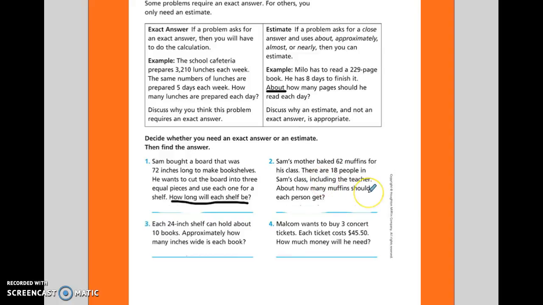All right, let's try this one over here. Sam's mother baked 62 muffins for his class. There are 18 people in Sam's class, including the teacher. About how many muffins should each person get? So I want you to go ahead and pause the video and tell me if you think it's an exact answer or an estimated answer. All right, if you said estimated answer, great work. The key words here are about how many. Again, if we see that, we know that it's an estimate. You could actually round and then estimate your answer instead of actually doing a long division to figure out exactly your answer. So, great work.